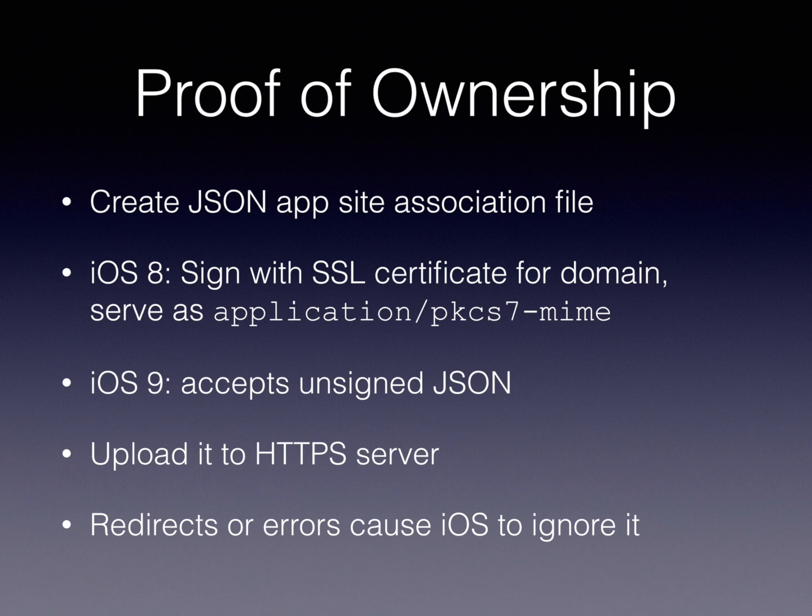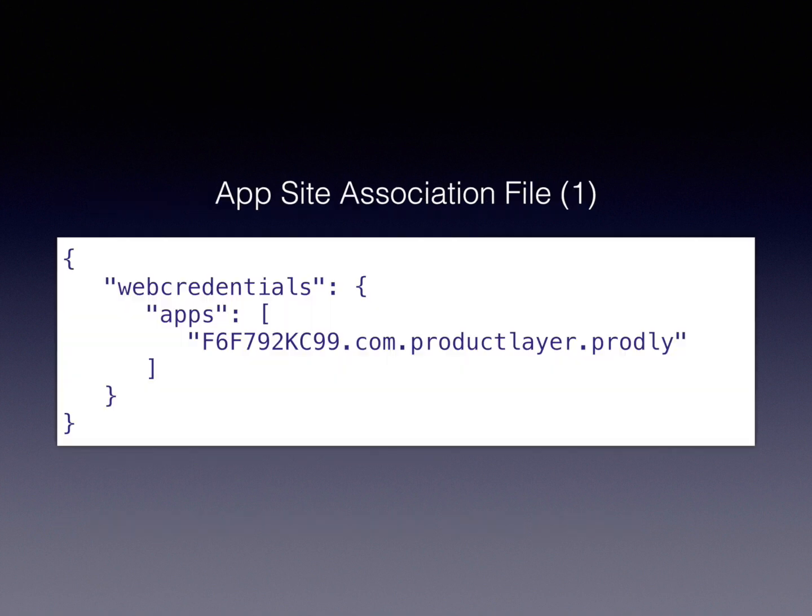So how does the site association file look like? Like this. Very simple JSON dictionary with a key web credentials, which is another dictionary, and then you have a key apps, and there's a JSON array of the fully qualified bundle identifier with the team identifier in front. And conceivably, you could have multiple apps there, but basically precisely stating this ID, this ID, this ID, these are the ones that are allowed to have access to the shared web credentials for this domain.